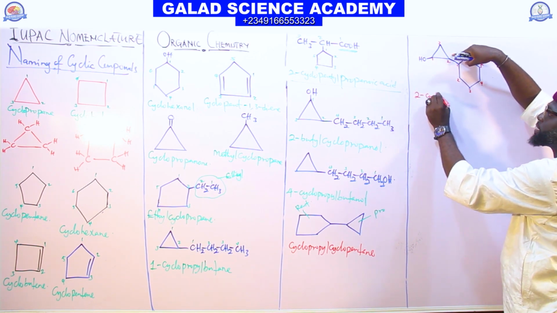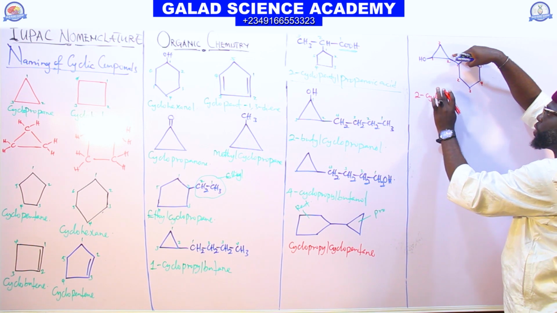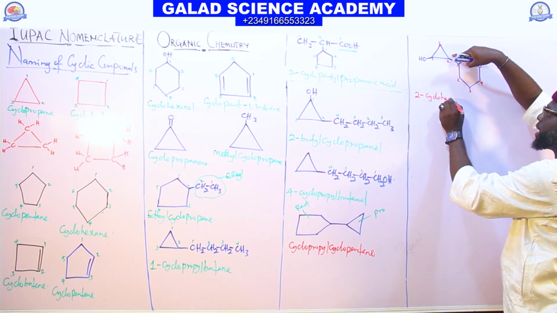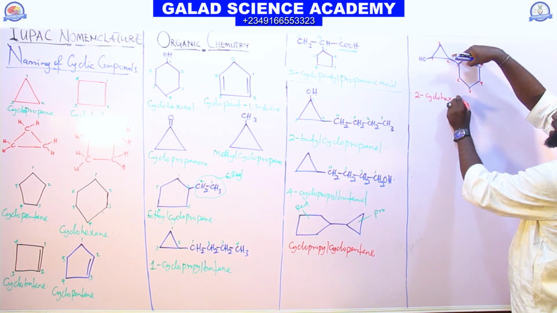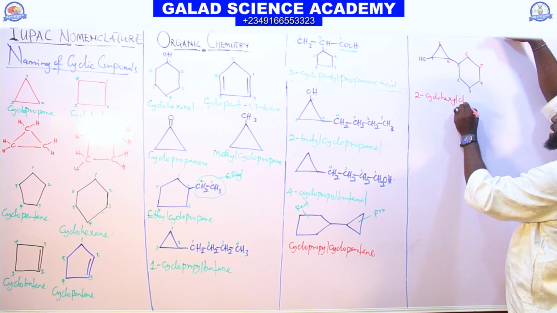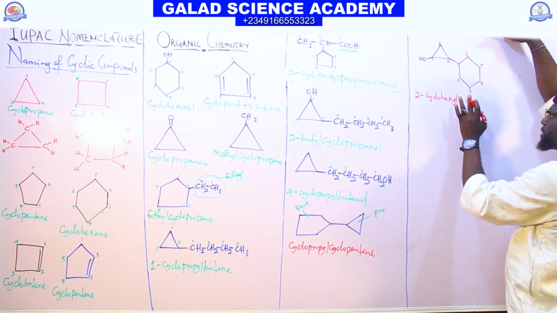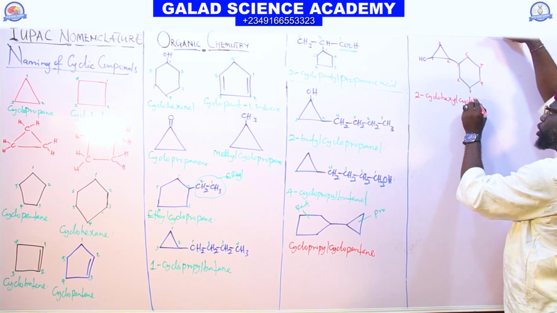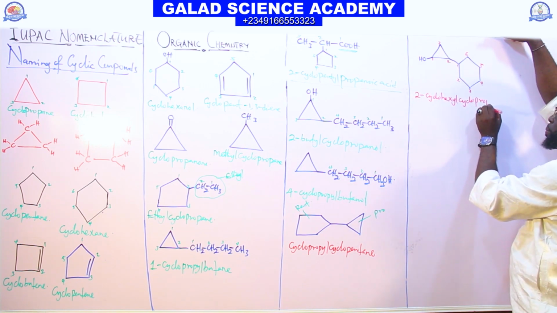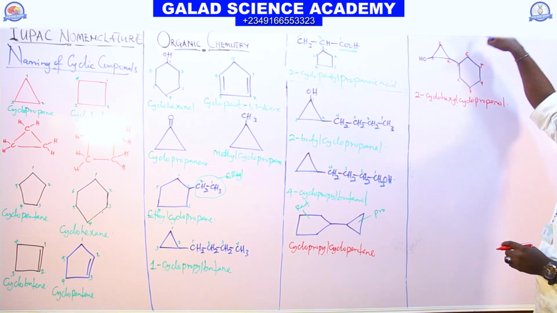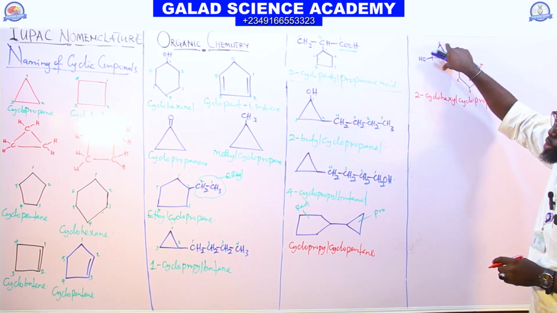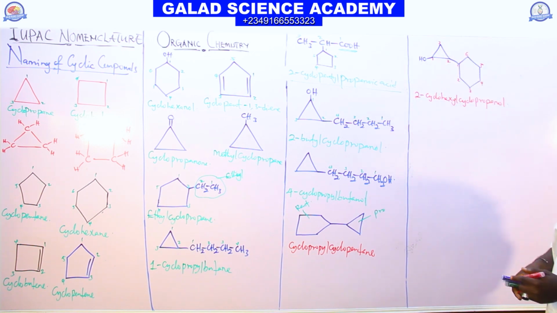2-cyclohexyl cyclopropanol. So because of the functional group here, this one is made to be the parent chain.